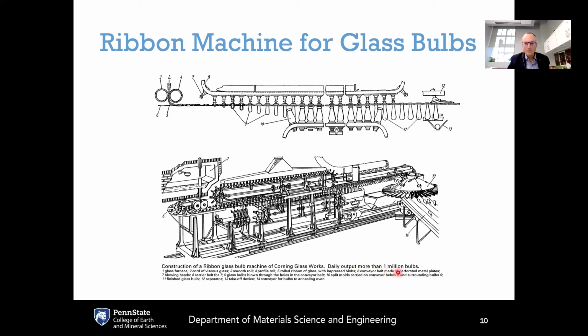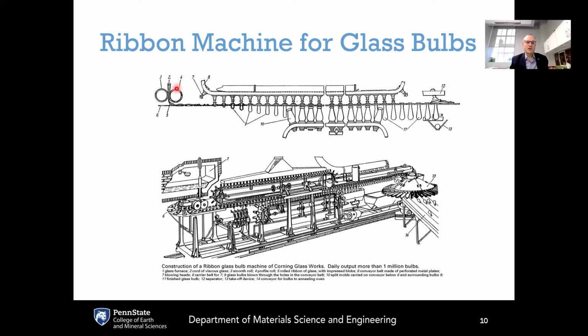It produces more than 1 million bulbs per day using this ribbon machine. So it's a very inexpensive way to make a large number of light bulb envelopes. And this is why electricity and artificial lighting could be used not just by the very rich, but by common everyday citizens. And this is why we have artificial lighting everywhere today. And all of that is due to this glass process innovation, the ribbon machine.